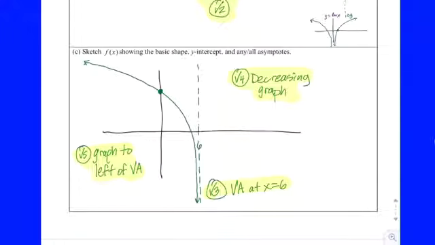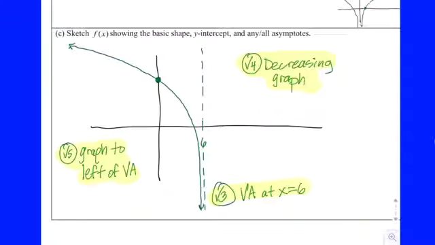So there was 3 checks here. One check is for having a vertical asymptote at x equals 6. Not just any vertical asymptote, but a vertical asymptote at x equals 6. Another check went to, is your graph to the left of a vertical asymptote? So notice if you have a horizontal asymptote, you've already lost both those checks.